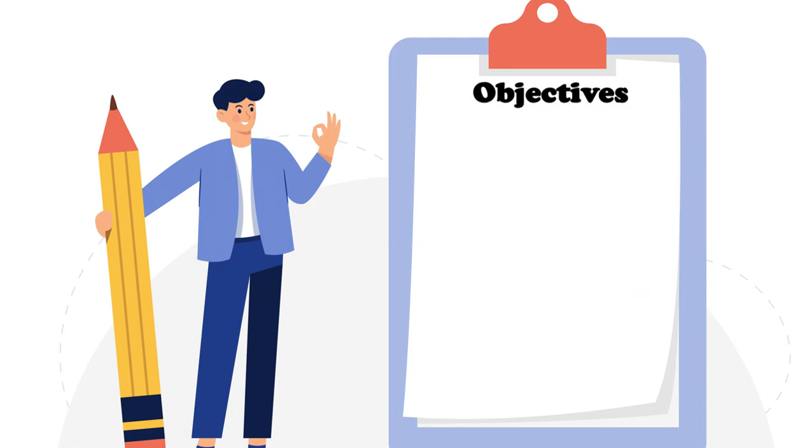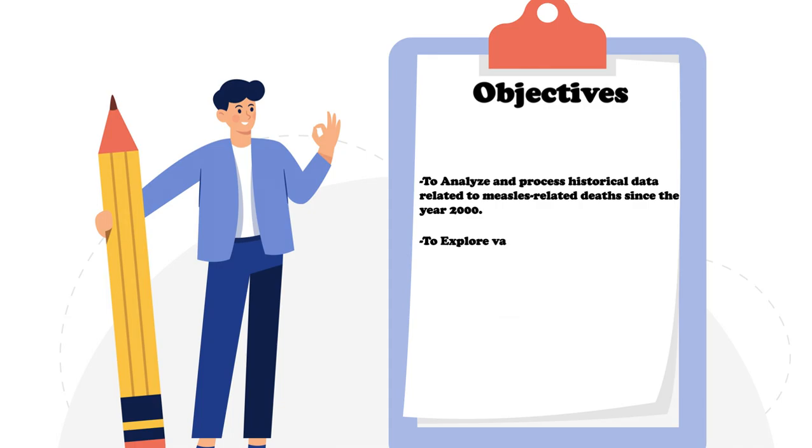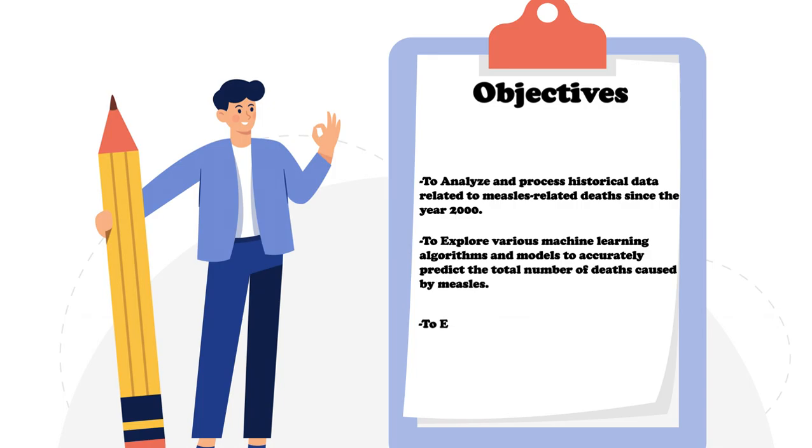Our general objectives of our research are: To analyze and process historical data related to measles deaths since the year 2000. To explore various machine learning algorithms and models to accurately predict the total number of deaths caused by measles. To evaluate different functions that enable obtaining more accurate results to generate a successful prediction.